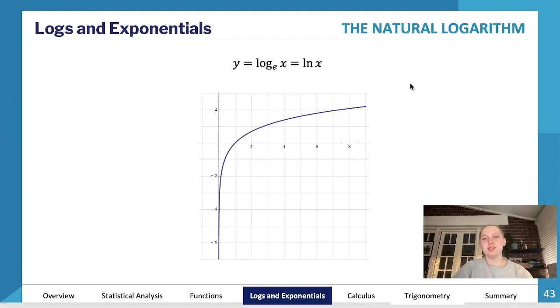Okay, so like I said, we will talk about log e. So log e is what we call the natural log. It has the notation, you can either write it as log e of x or ln x. This is what that graph looks like. Same as your basic log graph, but we'll talk a little bit about this in a second.